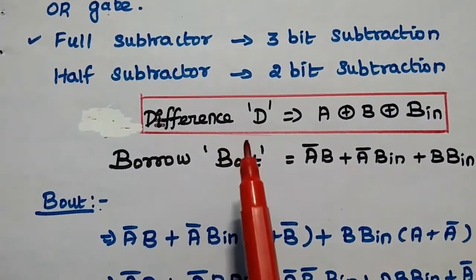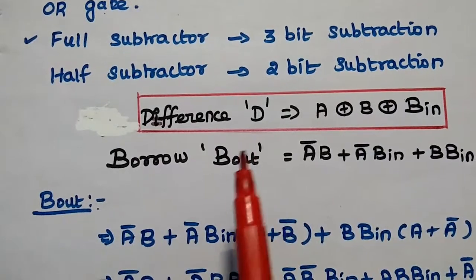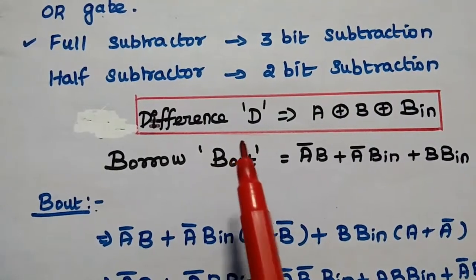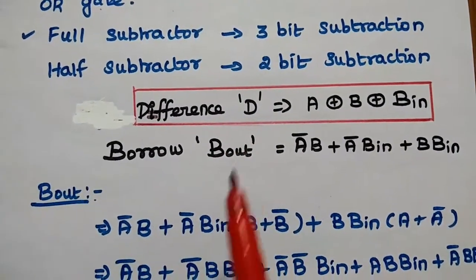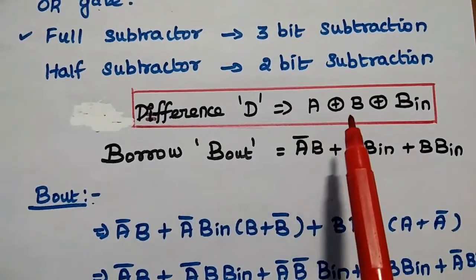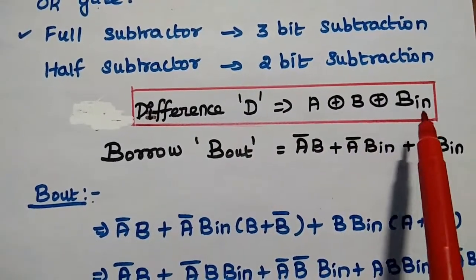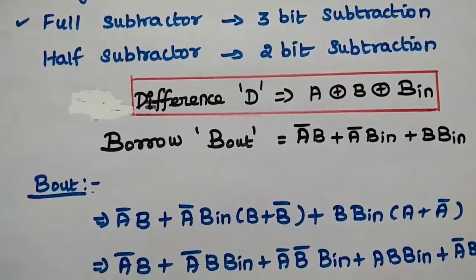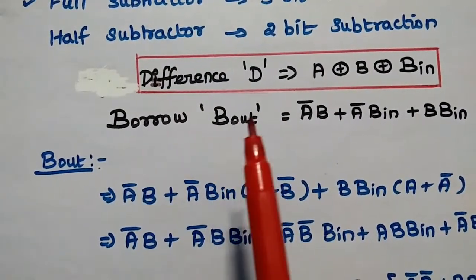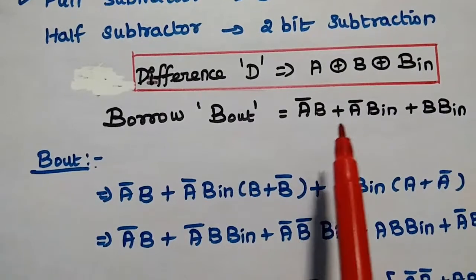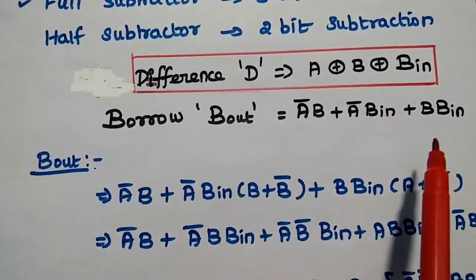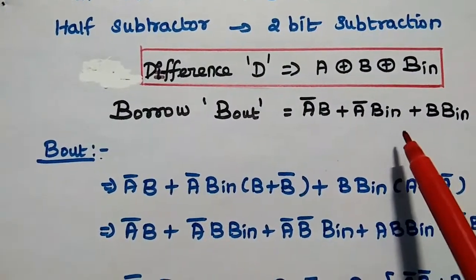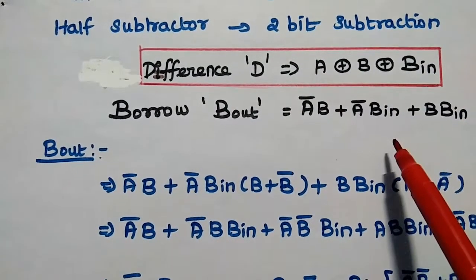We have already obtained the Boolean expression for the difference and borrow of the full subtractor in the previous lecture video. So we are going to use those expressions as such. So difference is equal to A XOR B XOR B in. Here B in is nothing but the borrow of the previous stage. Then the output borrow can be expressed as A bar B plus A bar B in plus B B in. So now we are going to simplify this borrow in terms of XOR gate.